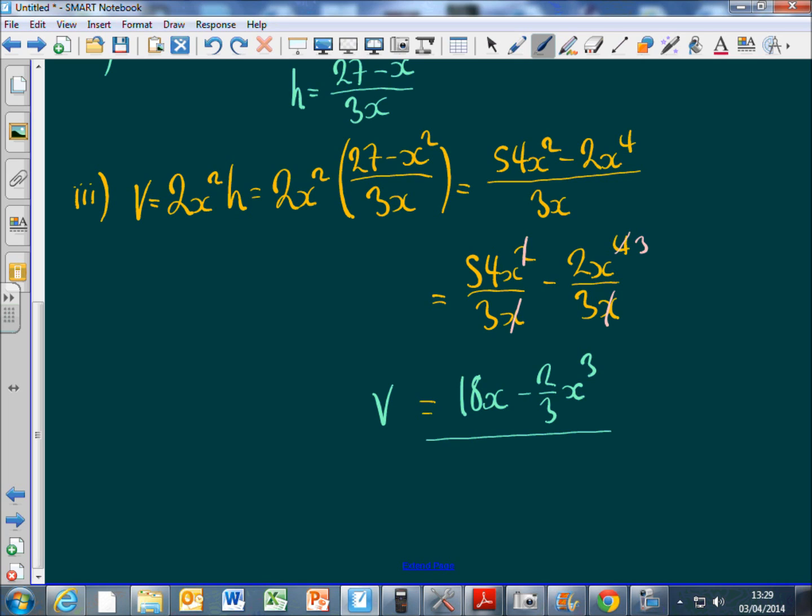Okay, so what we've got is an expression, the volume, in terms of x, and I could actually plot a graph of that. I could put V up the y-axis, I could put x across the x-axis, and we would have a graph that changed. The volume would change dependent on the x, and it might have some maximum and some minimum points in.